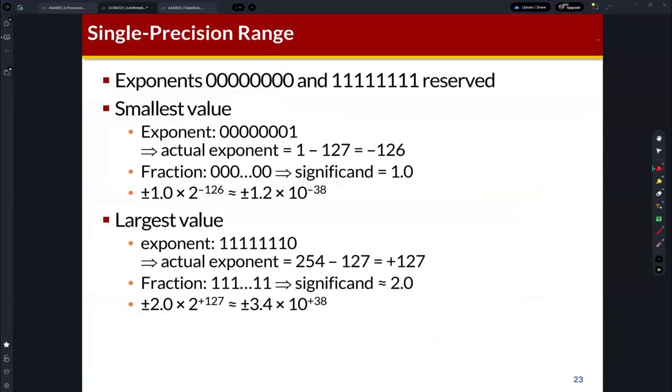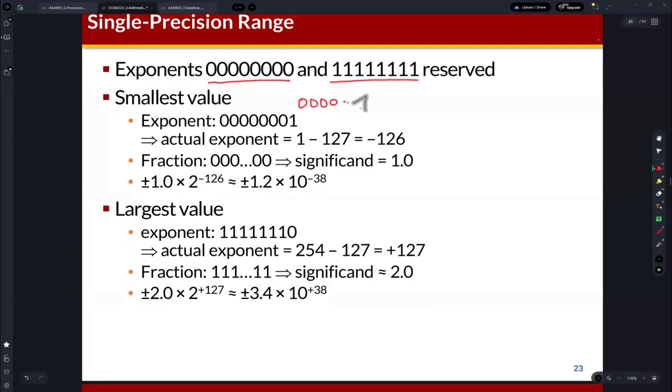And then the exponent. For the exponent, all zeros and all ones are reserved for special formats. For normal numbers, we can use the exponent from 00000001 to 11111110 for normal representation. So this is the definition, it's just the rule.